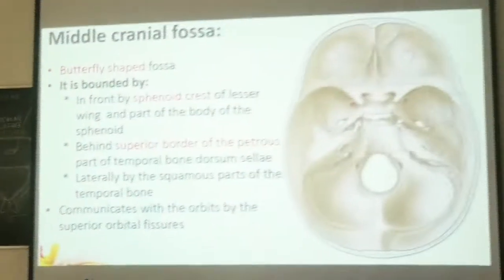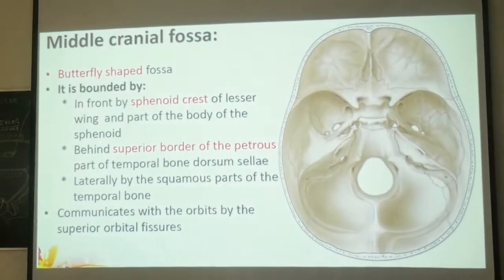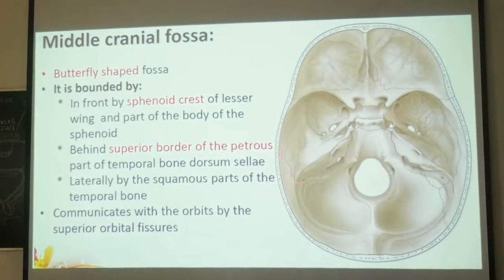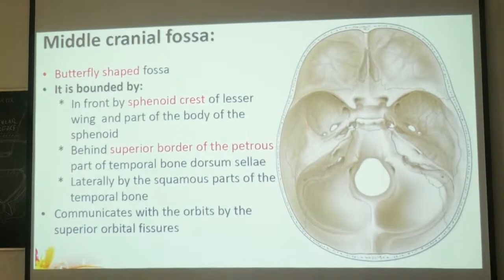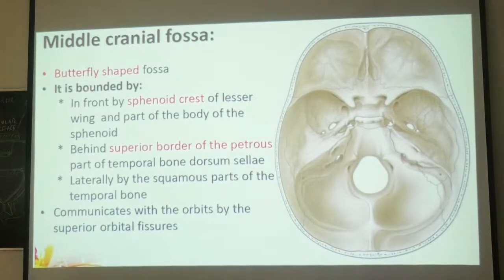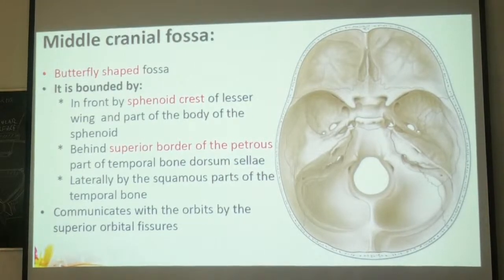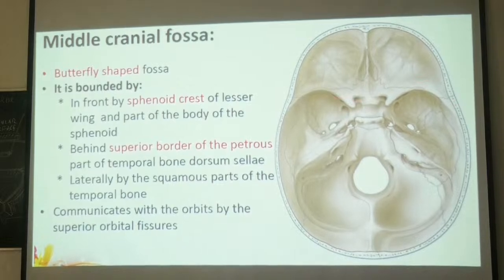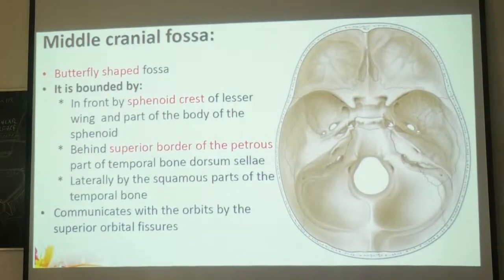Next, after the anterior cranial fossa, we are going to the middle cranial fossa. These parts are the middle cranial fossa. The butterfly-shaped middle part is formed mainly by the body of the sphenoid, and on the two sides by the greater wing of the sphenoid, the squamous part and petrous part of the temporal bone, and the parietal bone. This butterfly-shaped fossa is bounded in front by the sphenoidal crest of the lesser wing, known here as the sphenoidal crest of the lesser wing, and part of the body of the sphenoid.